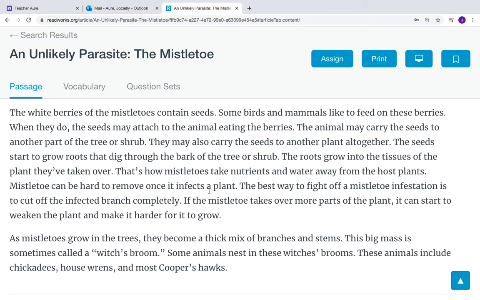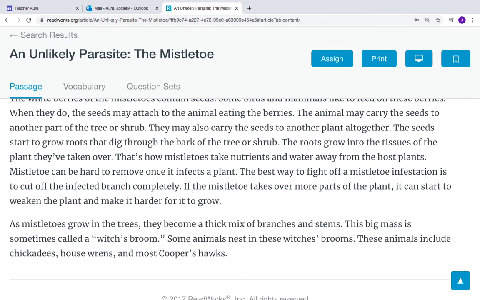And look at the words the author is using. Infect. You don't want to have an infection, right? So it seems like the mistletoe acts like an infection. It seems like it's not good for the plant. And an infestation. You don't want to be infested. That means overrun by these mistletoe. And one way to stop that infestation or a takeover is to cut off the branch altogether, completely. Because if a mistletoe takes over, it makes the plant weak. So notice that cause and effect.